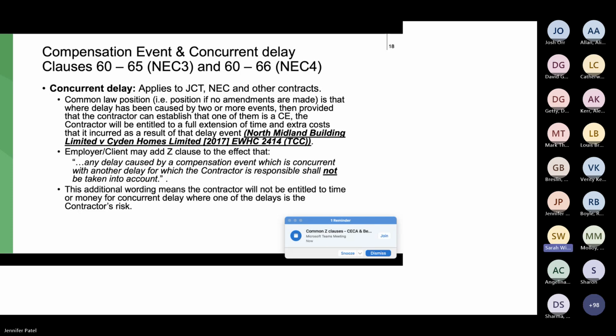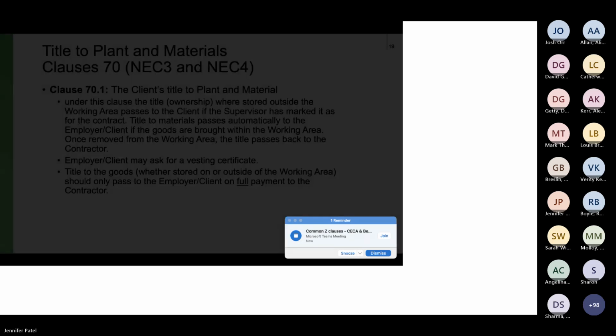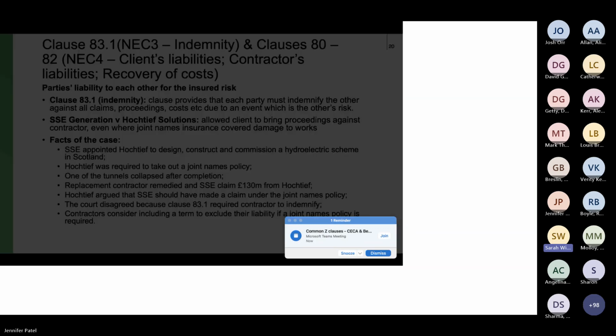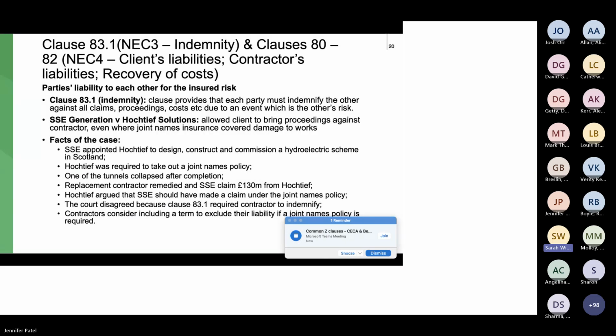So similar clauses we're seeing in NEC. So again, just be aware of what it means and the impact that it might have. And if we can have the next slide, please. Yeah, I think we can move on to the next slide because that's not a major Z clause.